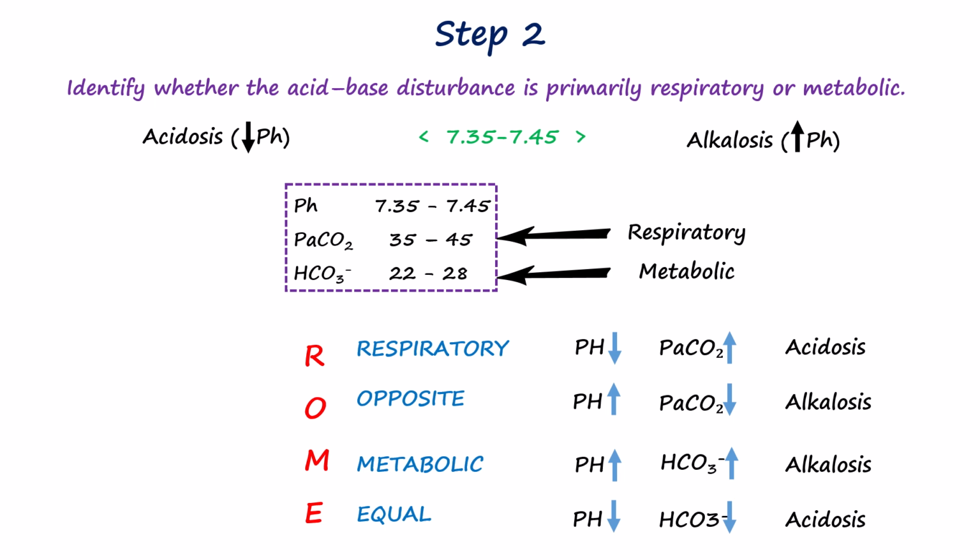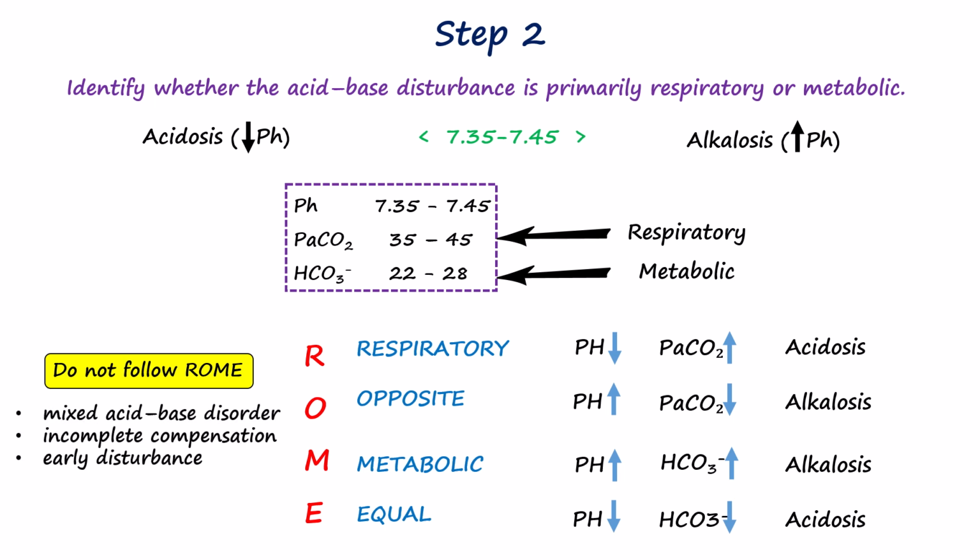However, if pH, carbon dioxide and bicarbonate do not follow the Rome pattern, it suggests a mixed acid-base disorder, incomplete compensation, or an early disturbance before compensation begins.